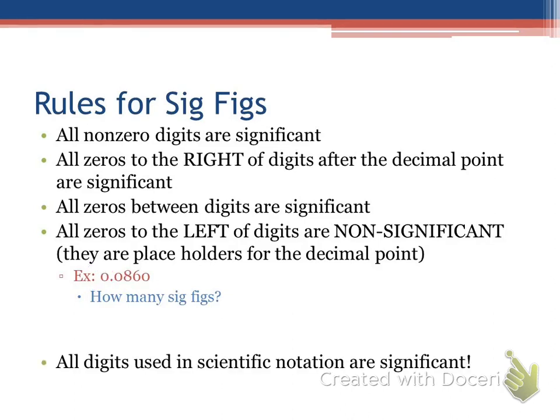All digits used in scientific notation are considered significant. All digits in scientific notation are significant. So 2.47 times 10 to the 14th.